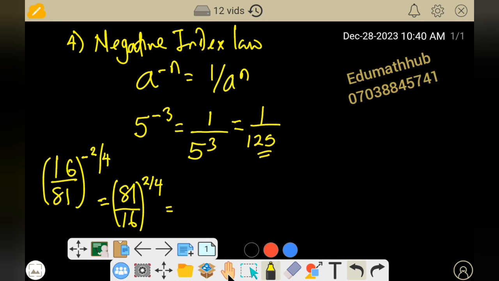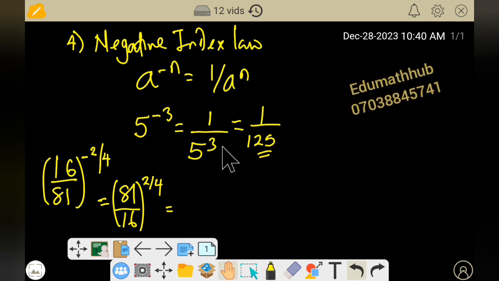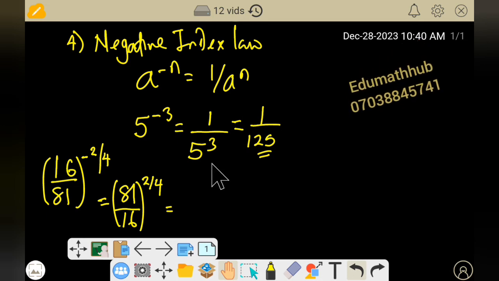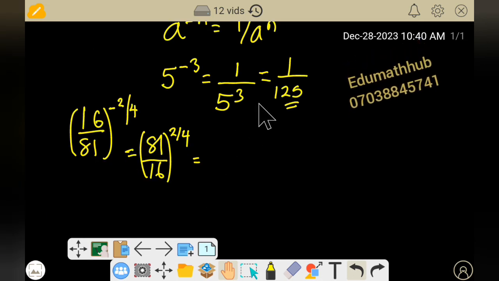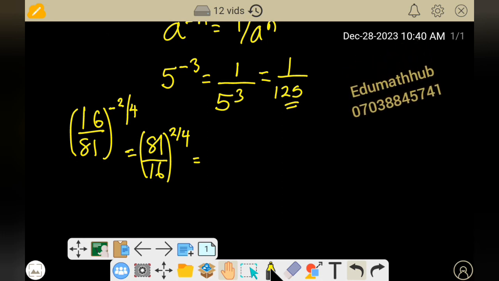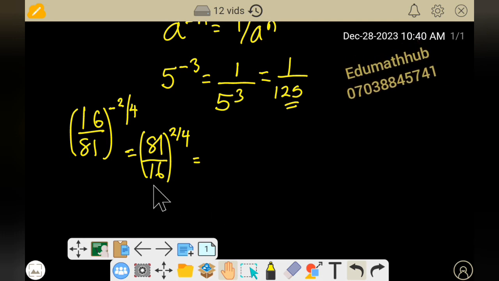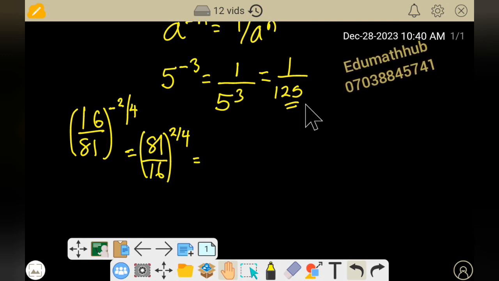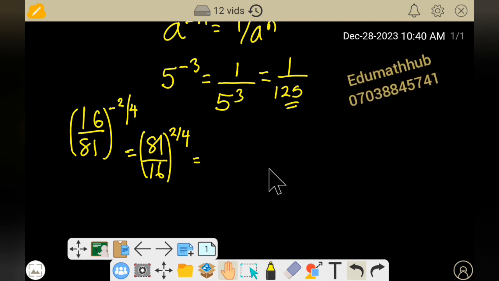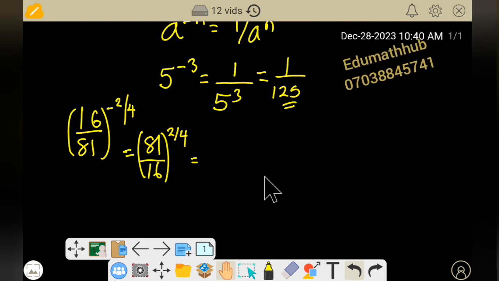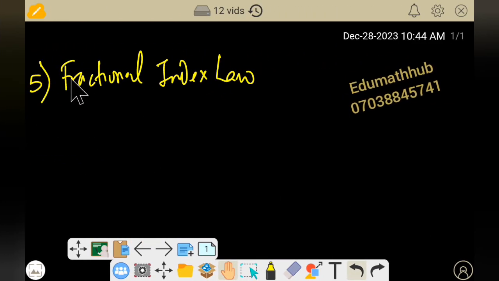Okay, then let's take the next law. The next law is the fraction law, and this fraction law will help us to evaluate square roots, cubes, and other values like that. So let's just quickly have the fraction law. If you want to do the fraction law, you have to remember something very important. Let's take an example. The next law is the fractional index law.